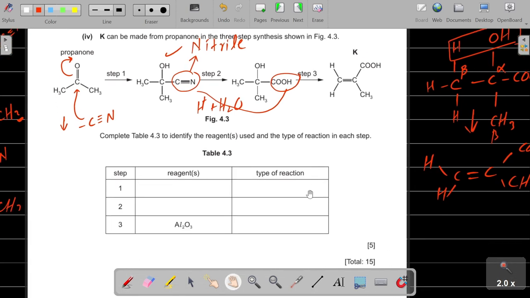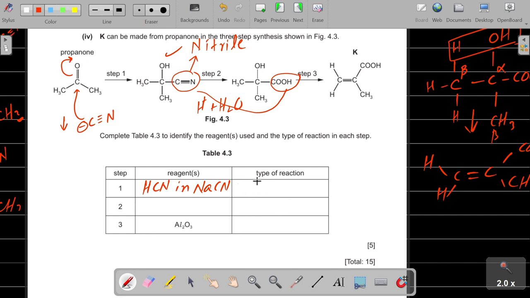Elimination reaction. So complete table 4.3: identify the reagent, use and type of reaction. I already told you, you can see it here, HCN or NaCN, okay? Whatever is in your book, you can see. So we will use HCN as a reagent, and the catalyst is NaCN. KCN or sodium cyanide is your catalyst. A deadly catalyst, poisonous. Cyanide is really deadly, okay? And it is a nucleophile. There's a negative charge, the nucleophile attacks here, and the bond is broken. So it is a nucleophilic addition reaction.